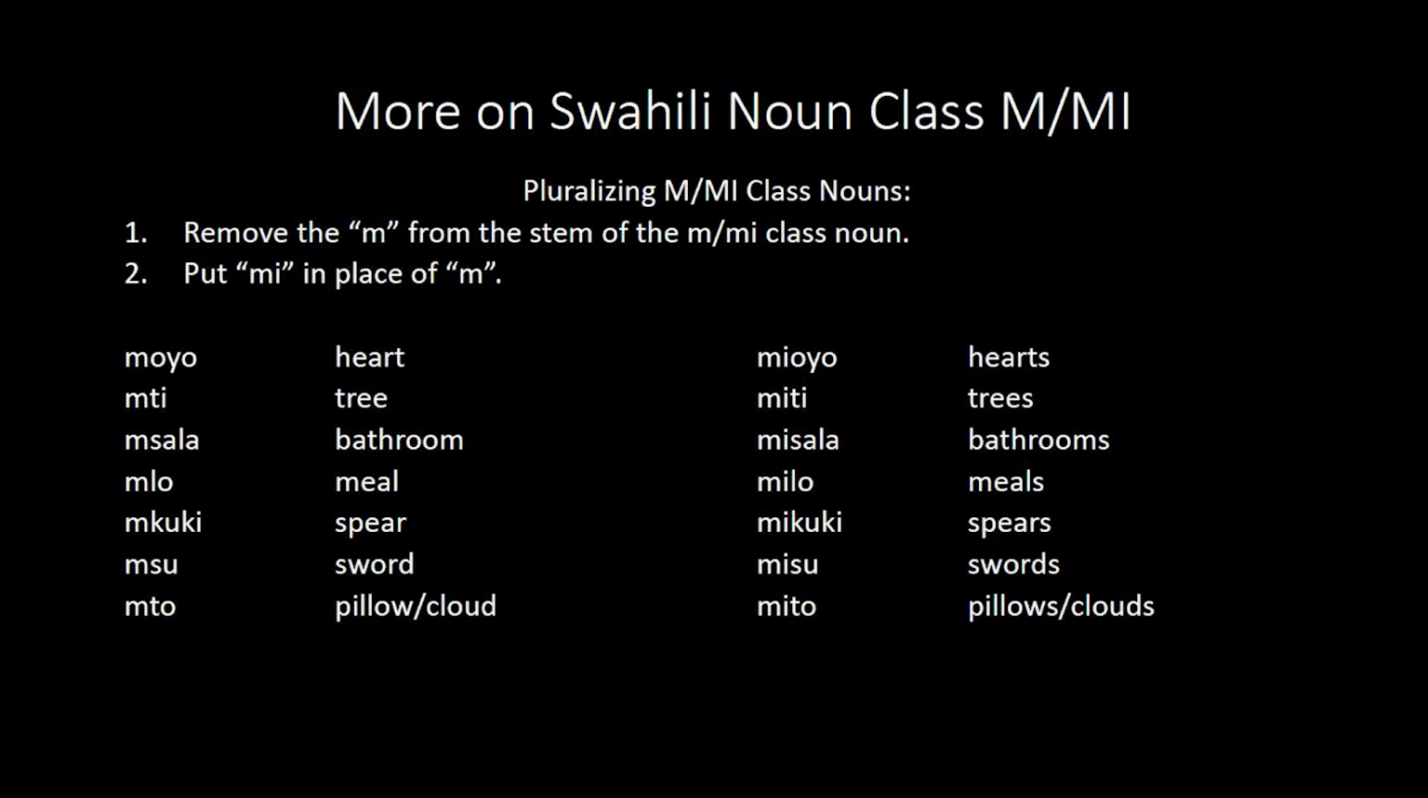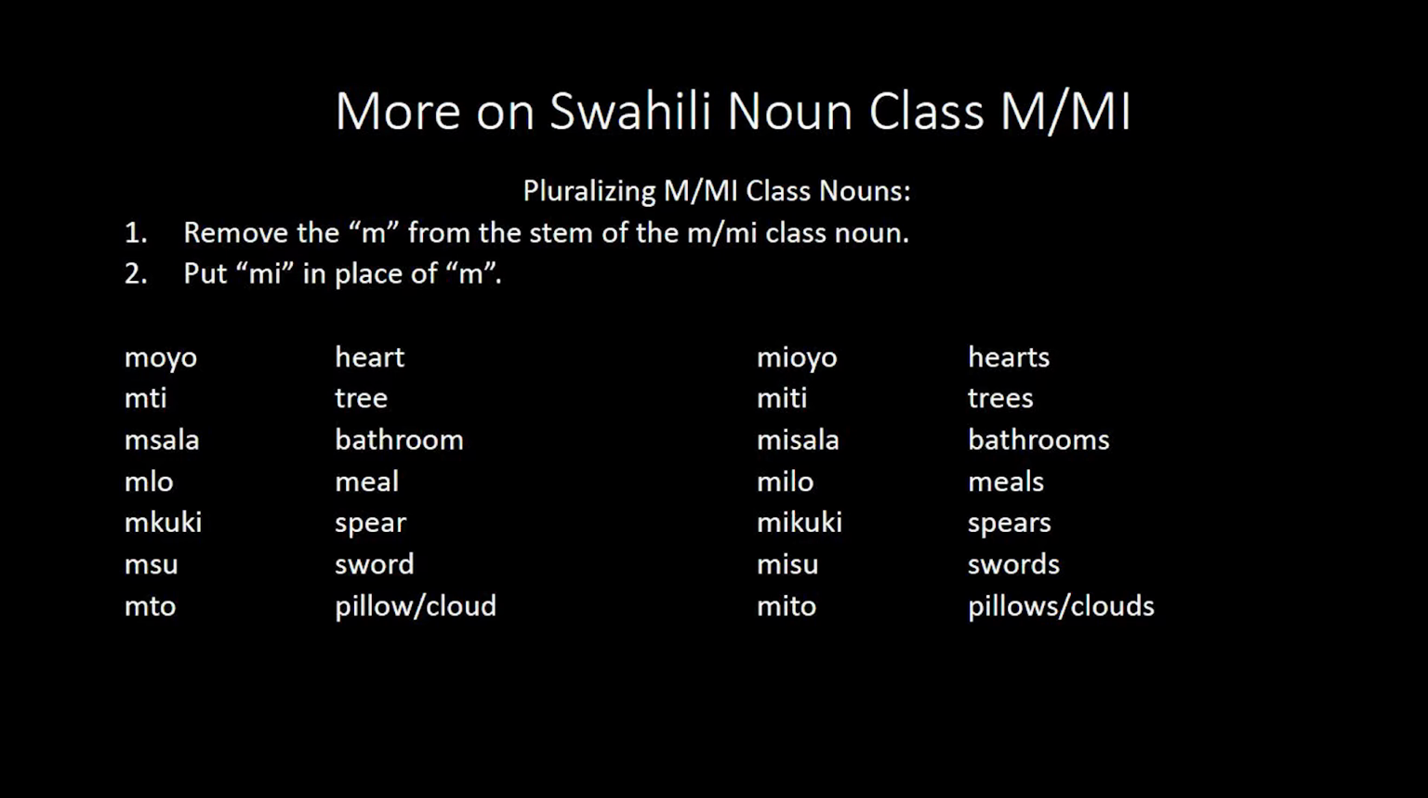And here you have msala. The stress is not here. The stress is here. Msala. So you take off the M and add MI, and msala, which is bathroom, becomes misala, bathrooms. Mlo, which is meal, one meal. And if you want to pluralize that, you put MI and it becomes milo, meals.